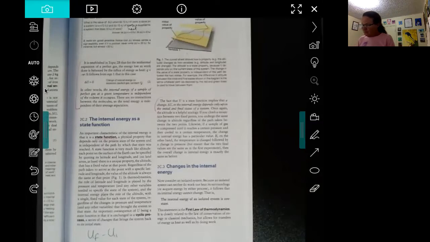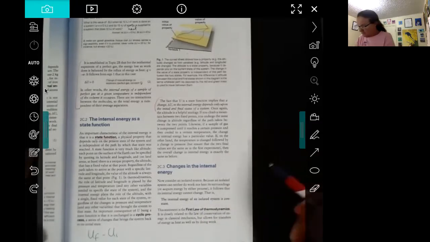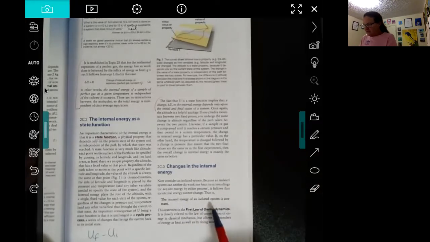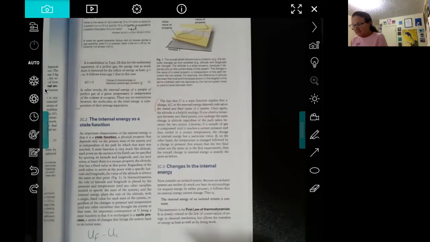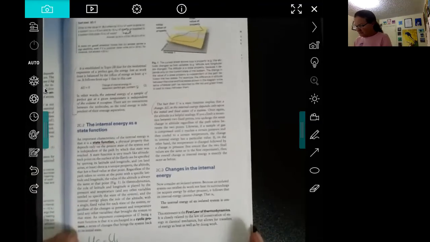So when we think about changes in the internal energy, we know that the energy has to go someplace, so we'll be able to measure those. But if you isolate the system, the internal energy has to be constant. So if you isolate it, you're saying heat can't flow in and out and work can't be done on or by the system. So that is the statement of the first law of thermodynamics, that the internal energy of an isolated system is constant.